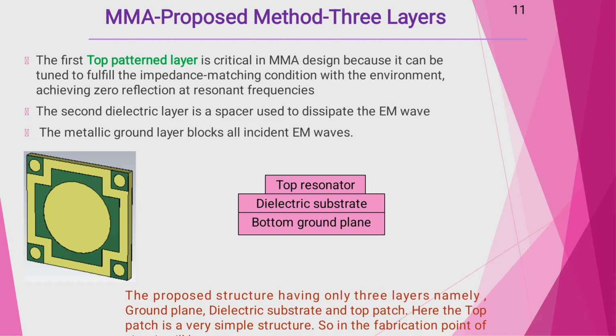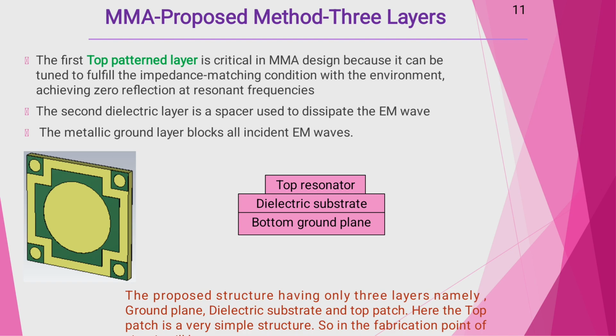And this is the general proposed metamaterial absorber structure layers. Generally, the metamaterial absorber has 3 layers: a bottom ground plane, a dielectric substrate, and the top patch structure. While designing these 3 layers, the top patch structure design is very difficult because you need to fulfill the impedance matching condition with the environment and also achieve zero reflection and resonant frequencies.